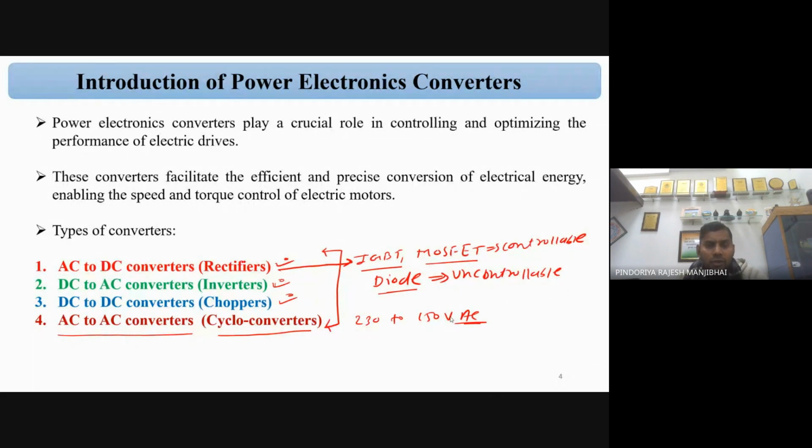So in summary form, we can say the majority of power electronics converters we are using are only four types: AC to DC converter, DC to AC converter, DC to DC, and AC to AC converter. Correct? So these are the major power electronics converters which we are going to use in the electric vehicle. Correct? Done.